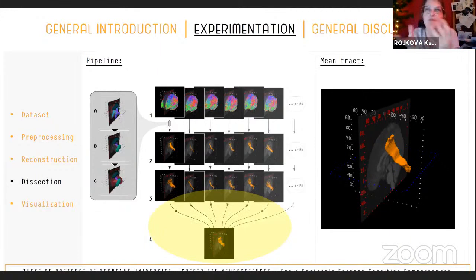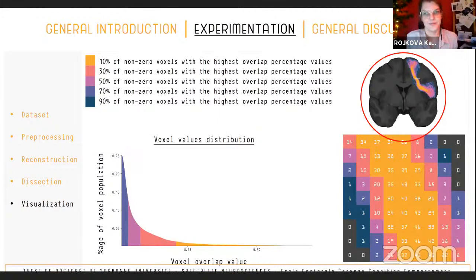Then, when you have all your binarized volumes of all the individual tracts, you can do the simplest thing in the world. You can calculate a mean volume. It's just a calculation of a mean. You sum everything and you divide by the number of participants in your cohort. And here you have your mean tract. That looks something like that.